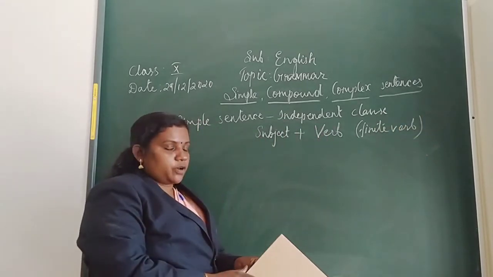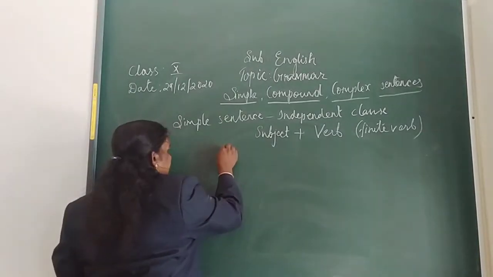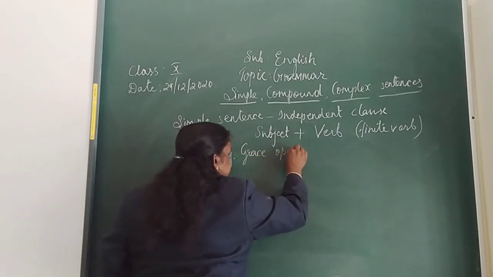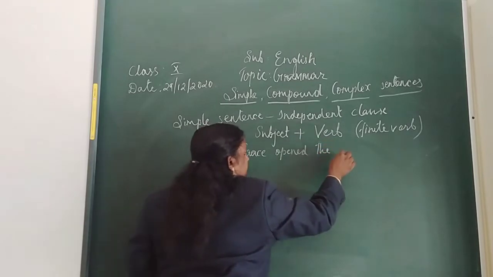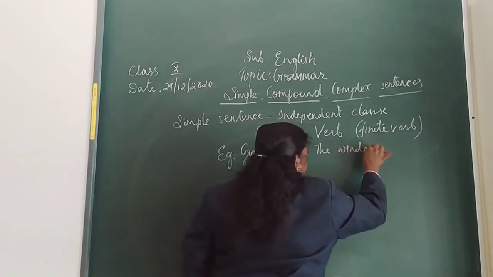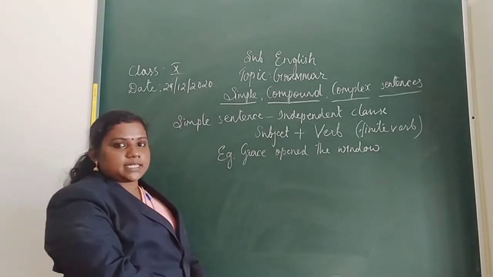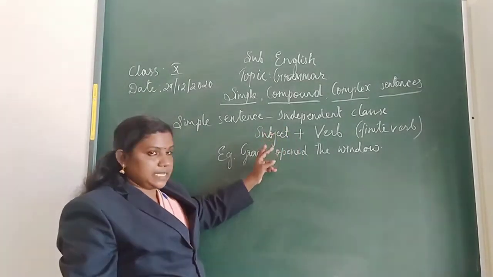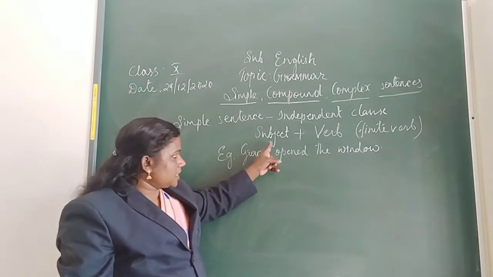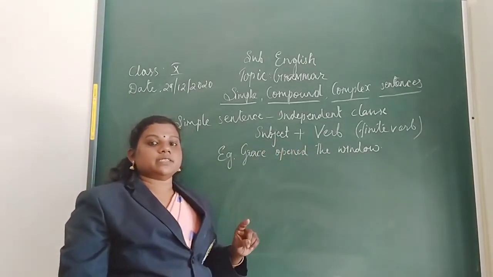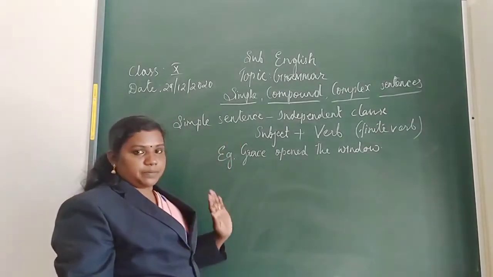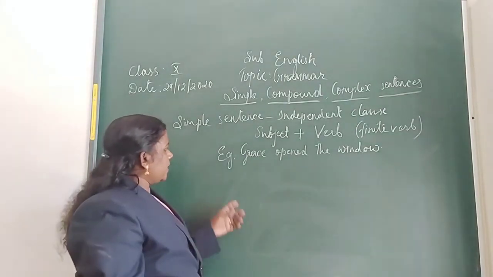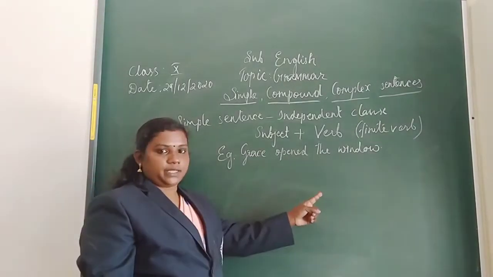Examples, it will be written more clearly for you. The first example, I'll write it here. Grace opened the window. So what is a simple sentence? Which is an independent clause. That means, which will have a subject plus one verb. Only one verb will be there in a simple sentence. That verb will be a finite verb. So here you can see, Grace opened the window.